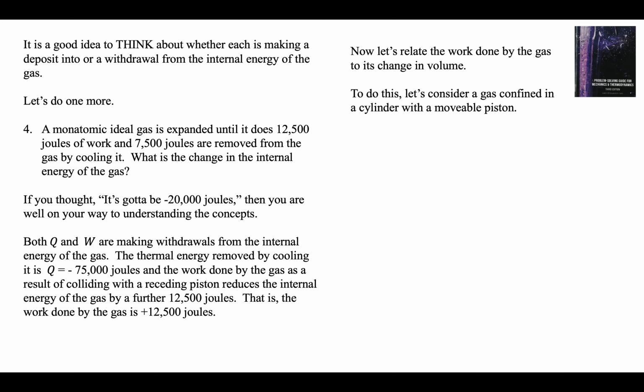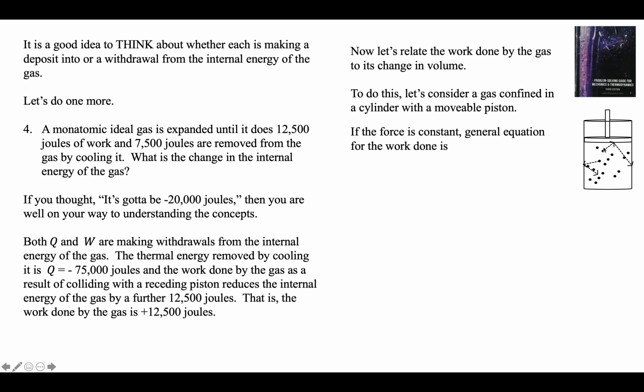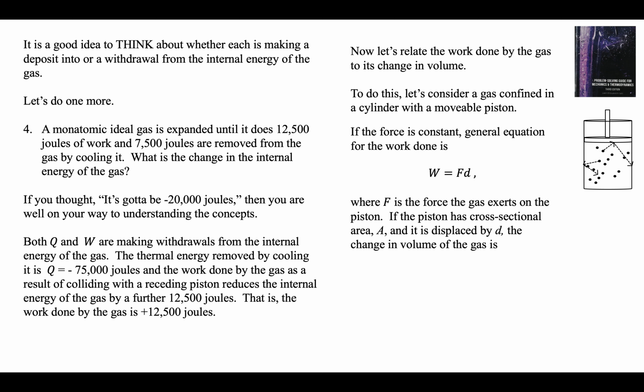So let's consider a gas in a cylinder with a movable piston. The atoms are hitting the walls and the piston. If the force is constant, the general equation for work done is force times distance. The force and the distance are in the same direction or in the opposite direction here. If they're in the opposite direction, you're going to put a negative sign in. F is the force the gas exerts on the piston.